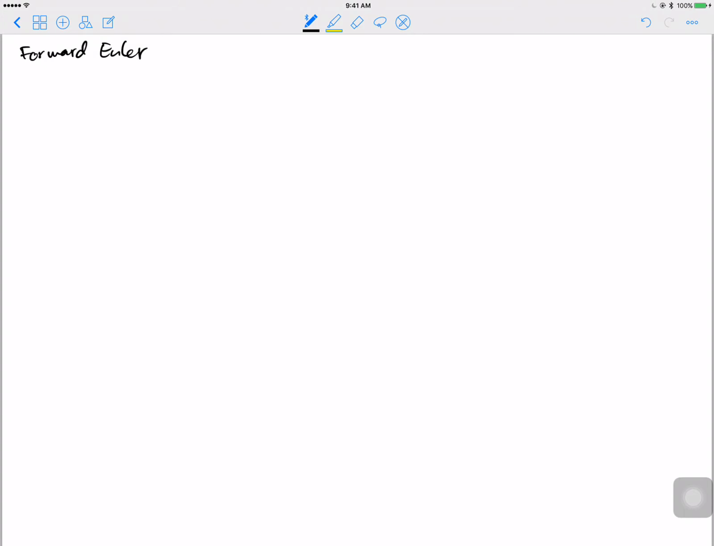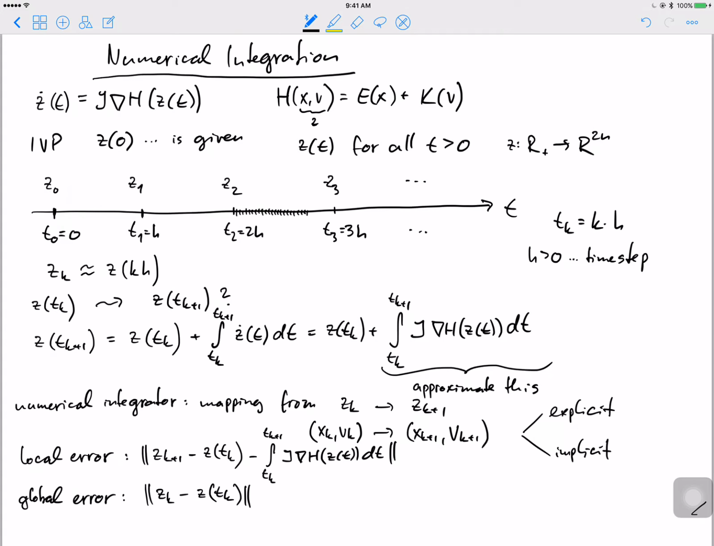How do we actually apply this theory to get the simplest possible integrator? And that's forward Euler. Can you say just by looking at this? We said that every numerical integrator is going to be approximating this integral, right? What's the simplest possible way of approximating that integral? It's the same question as what is the forward Euler method?